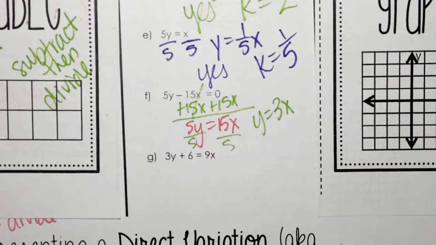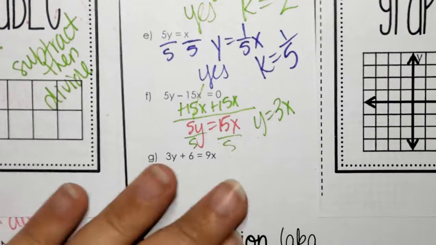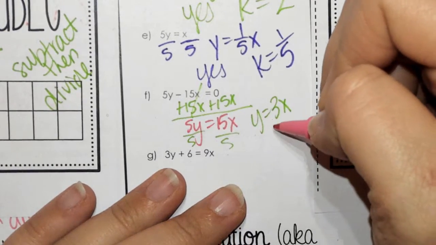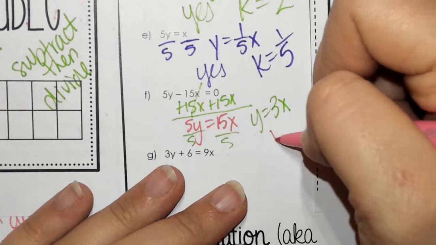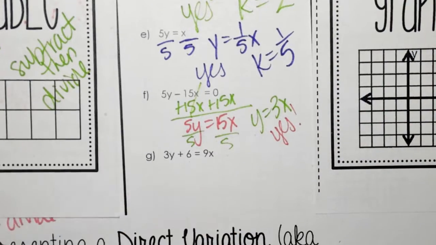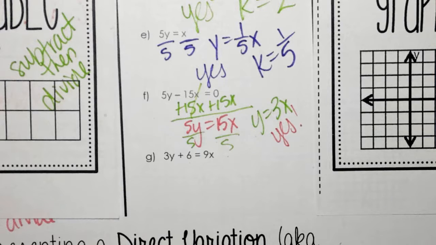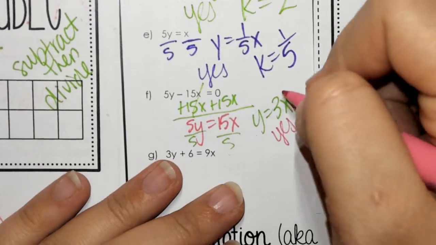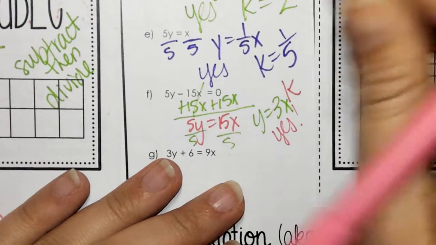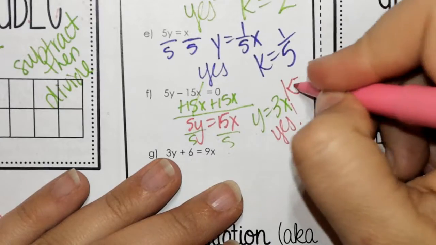Now, is this a direct variation? Anybody? Yes, it is. Why is it a direct variation? Because there's no number after x and y is 0. Yes. What is k? 3. Fantastic.